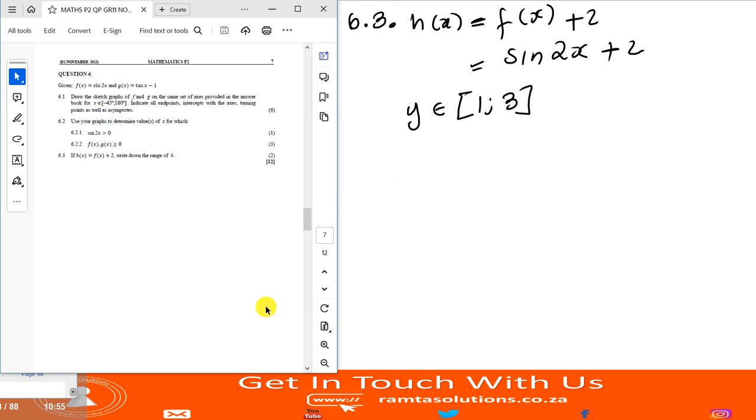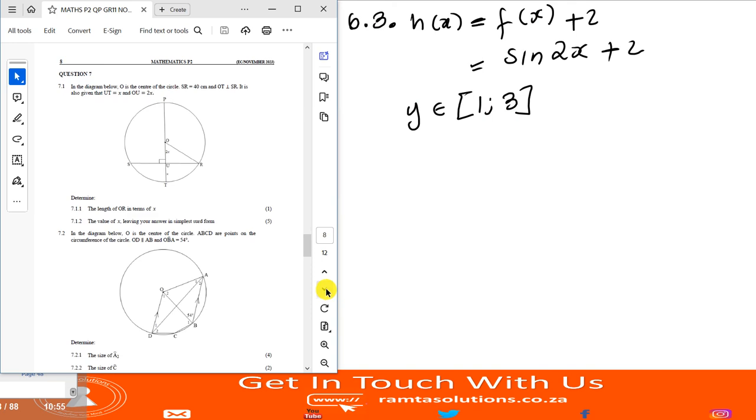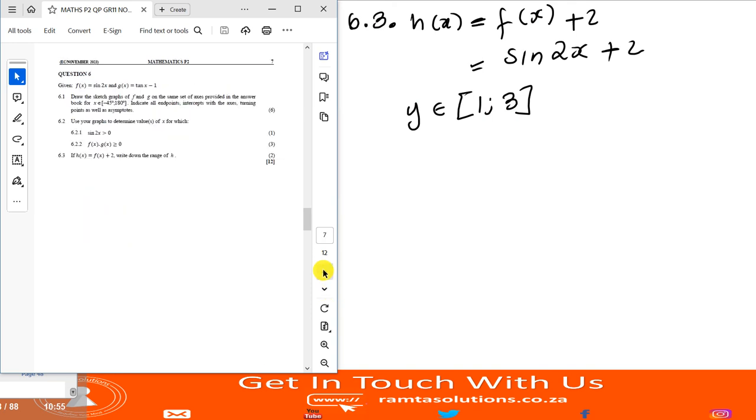So guys, this is how you attempt your trigonometry. I need to sort this guy who's been giving me a tough time. Somehow he's been making my writing super slow. But it's okay. This is how you attempt your trigonometry.